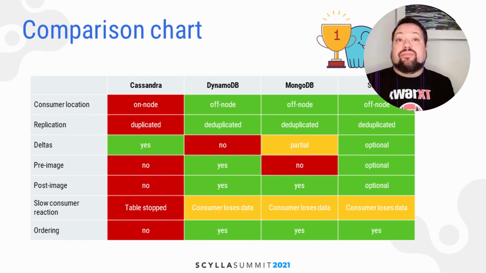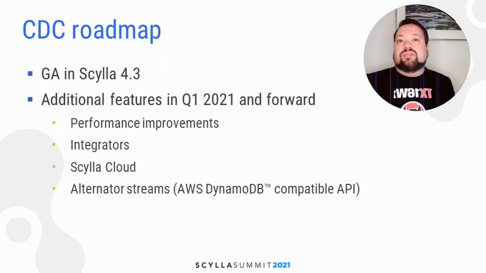As a comparison chart, here you can view some of the competing database solutions and their CDC offerings, and you can see that Scylla ticks all the boxes. We're great. Going forward, CDC is already GA in Scylla 4.3. Additional features will come in Q1 of 2021, and moving forward, we will continue to add performance, we will continue to add integrators. We will bring this to Scylla Cloud. It will be available to you without any local administration, and you will also see Alternator Streams, which is our DynamoDB compatible API for CDC.